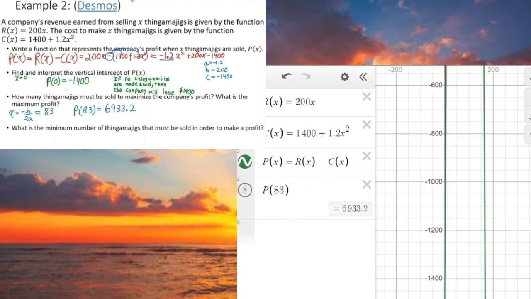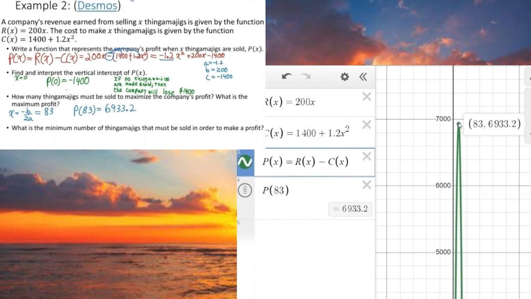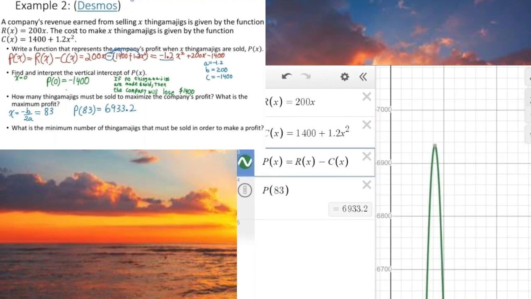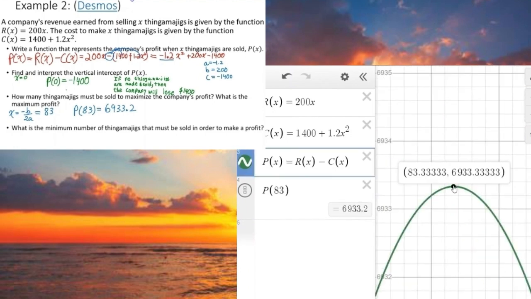If we do want to confirm this is correct, or if we do want to use the graph, we would just have to zoom out and move the graph around. Since we know it opens up, we would scroll upwards from where we were. And if we trace onto the gray dot, we see that our vertex is 83.3 repeating, 6,933.3 repeating.